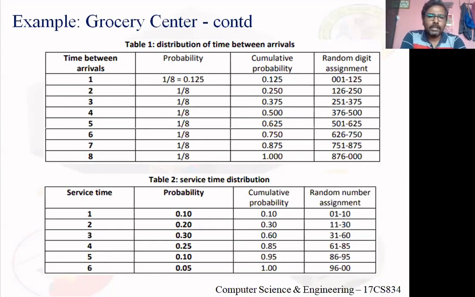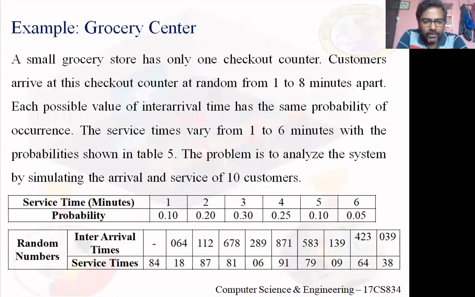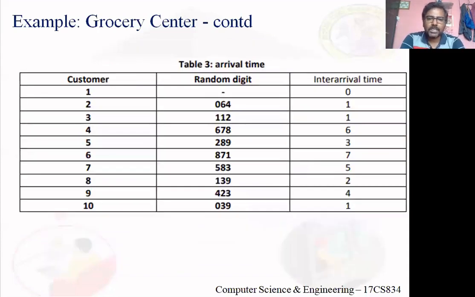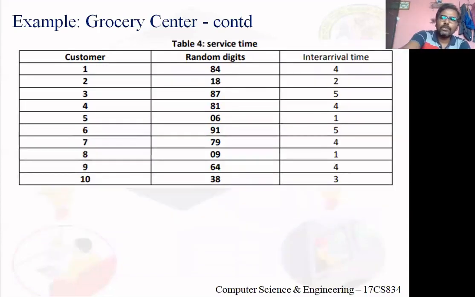Next, similarly, for service time, the first service time random number is 84, right? So let me look. 84 is in the fourth row, that is 61 to 85. So what is the service time? For 61 to 85, it's 4 minutes. So the first customer's service time is 4 minutes.